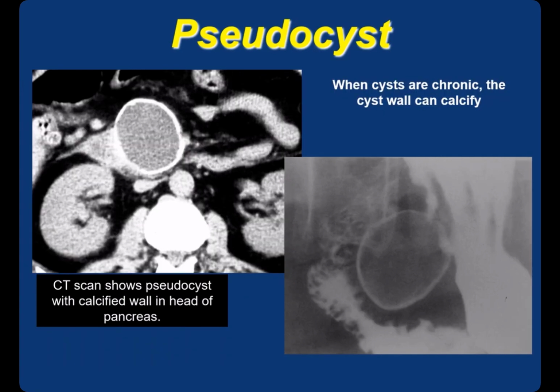When cysts are chronic, the cyst wall can calcify. Here we can see the calcified wall. This is the calcified wall.